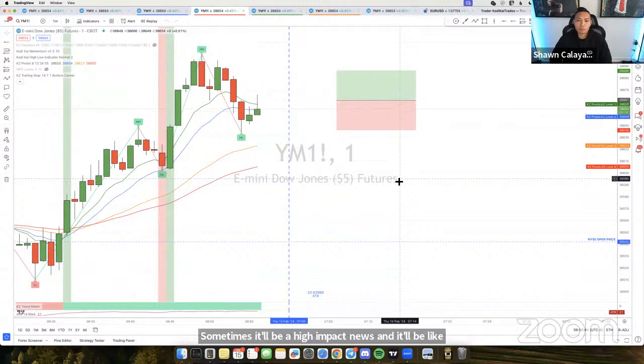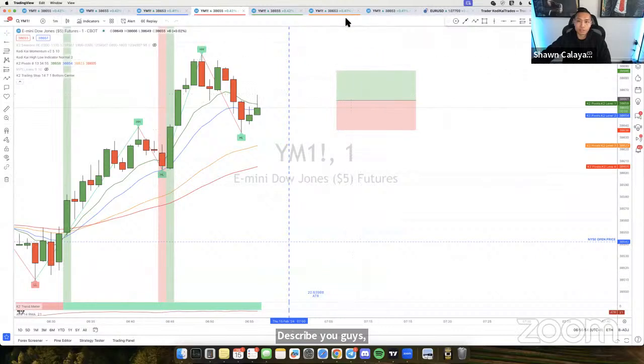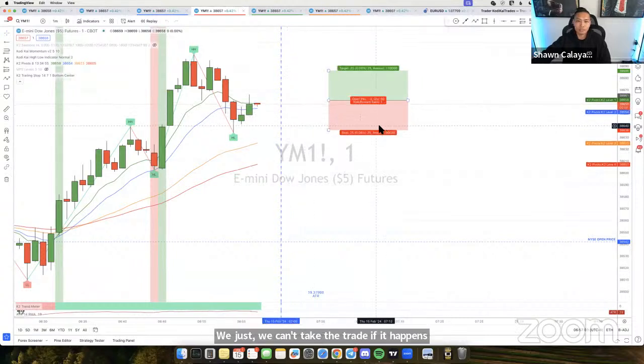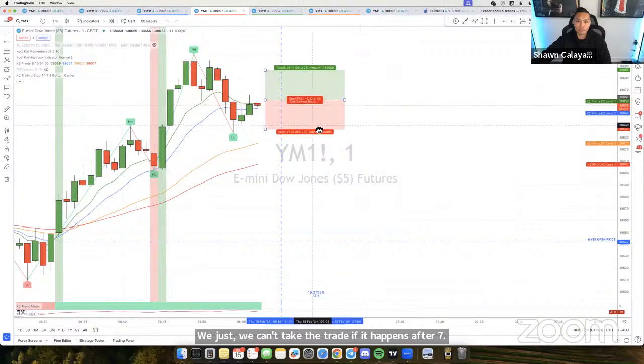But we got to test the strategy. This strategy has no restrictions, so the strategy still has to be tested, even though there's news or anything. We can't take the trade if it happens after 7. That's the key thing. If it's after 7, there's no entry there.